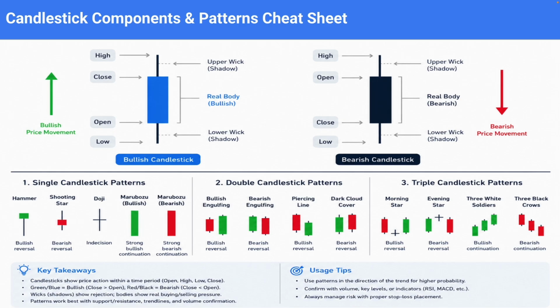It's the black candle. There are also some patterns. If you can see here, there are hammer, shooting star, doji, bullish and bearish candles. Also, there are bullish engulfing, bearish engulfing, dark cloud cover, morning star, evening star, three white soldiers, and three black crows. Those are some of the techniques to read the price movement.